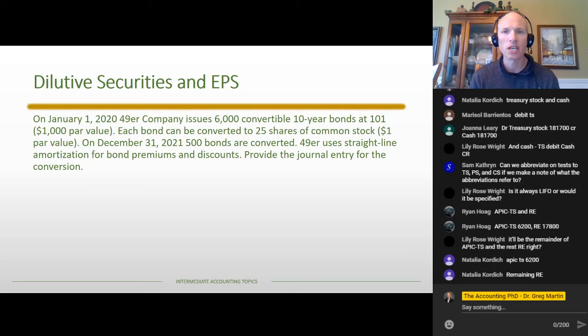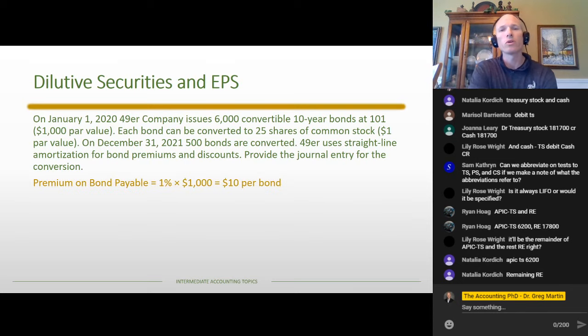And so this first example is a bond conversion. On January 1st, 2020, 49er Company issues 6,000 convertible 10-year bonds at 101. Each bond can be converted to 25 shares of common stock, where there's a par value here. And then on December 31st, 2021, 500 bonds are converted. We're going to assume that 49er uses the straight line amortization for bond premiums and discounts. Provide the journal entry for the conversion. So a lot going on here, but again, hopefully this is just more of a reminder.